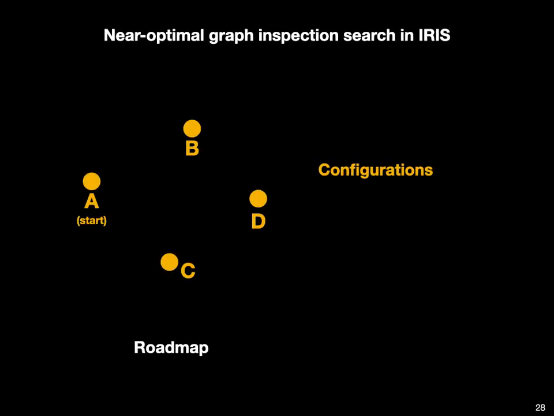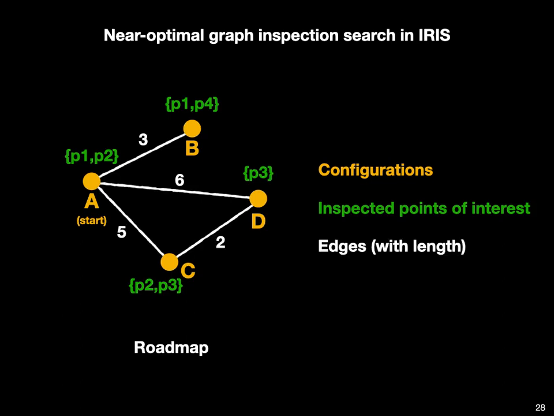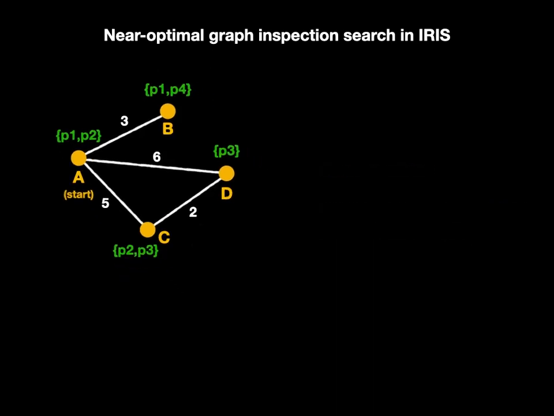To understand how search efficiency is improved, we have to take a closer look at the near optimal search in the original ARIS. On the roadmap, there are configurations. Each of them inspects a set of points of interest. There are also edges connecting the configurations, noting the transitions between them. Both inspection coverage and plan length are optimized during planning.